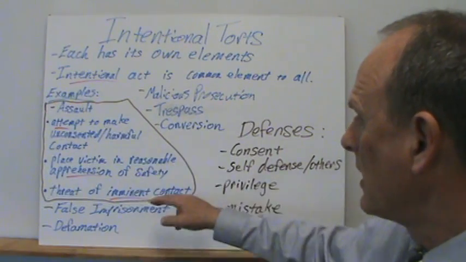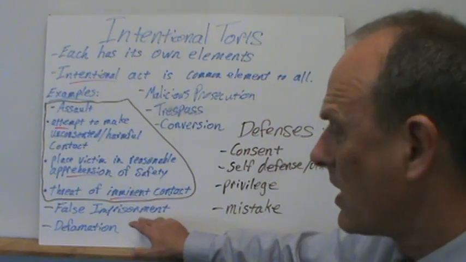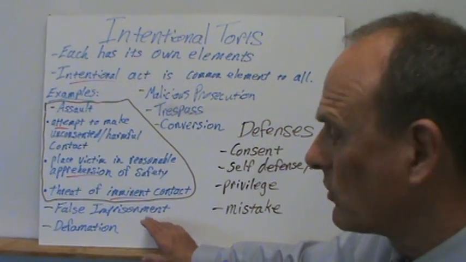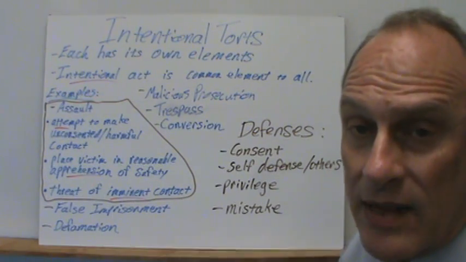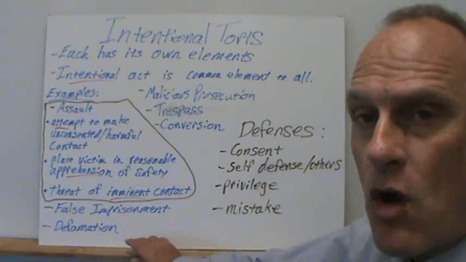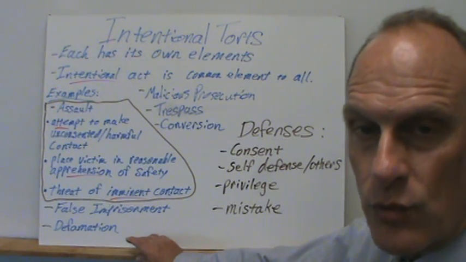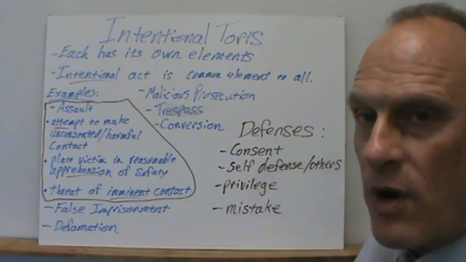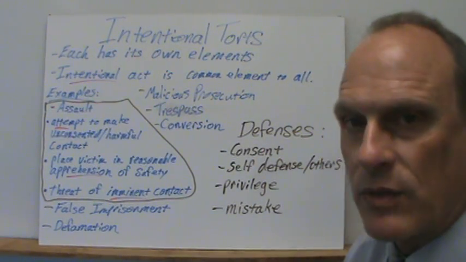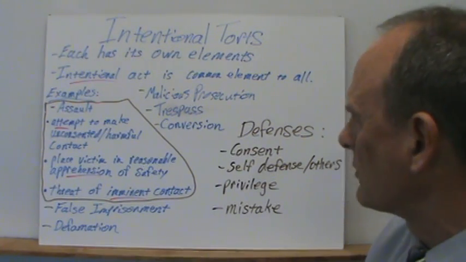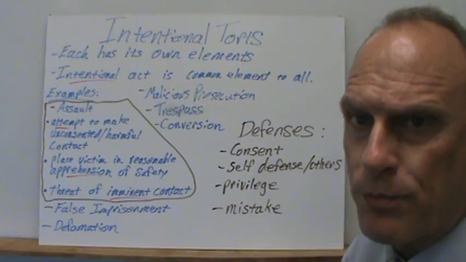Battery. Okay. Other intentional torts: false imprisonment. Intentionally restraining someone from their liberty. Defamation, we have two torts there, slander and libel. Here you're intentionally harming someone's reputation. And if you do it orally, that's a slander. You do it in writing, that's libel. Malicious prosecution, you're wrongfully prosecuting someone for a crime with bad, malicious intent. Trespass, you have an unlawful entry onto someone's property.